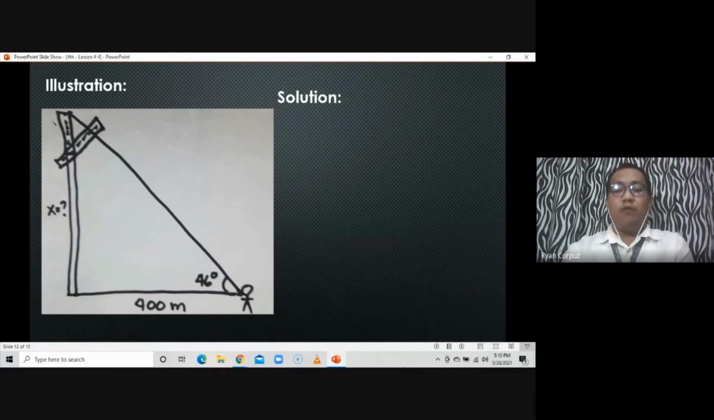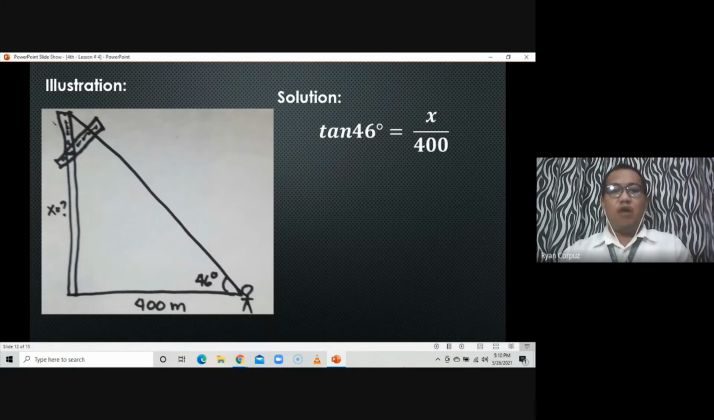So we will form an equation: tangent 46 degrees is equal to x over 400. From that equation, we are going to isolate x to find the value of the unknown that we are looking for in the problem. We can use cross multiplication, that is tangent 46 degrees over 1. So 1 times x is x, then tangent 46 degrees times 400 is equal to 400 tangent 46 degrees. So x is equal to 400 tangent 46 degrees.